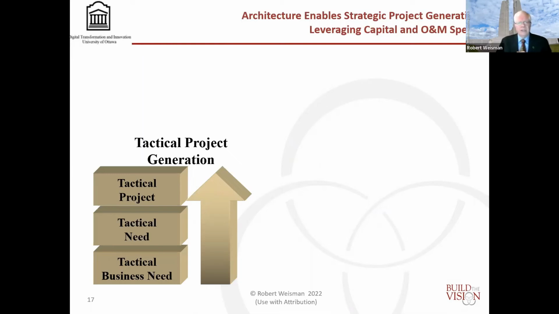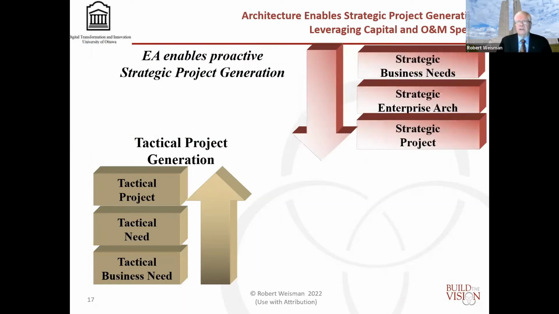But a lot of them are based on incident reports, and you lump a bunch of them together, and a lot of them are operations and maintenance fixes. Okay, like in government, they have a real gap between O&M, operations and maintenance funding, versus capital, which is new spend. And that really is problematic for digital transformation. Now, enterprise architecture provides strategic project generation from the top down in line with an overall vision.